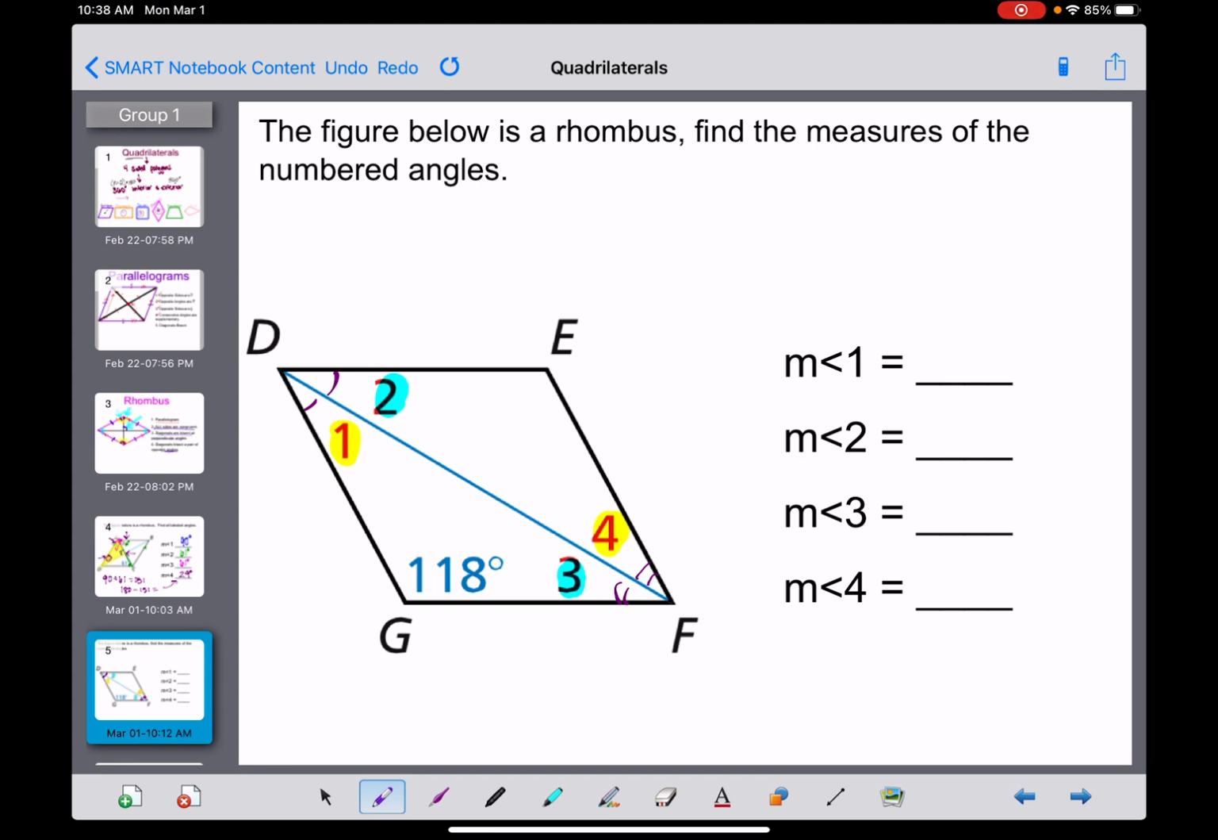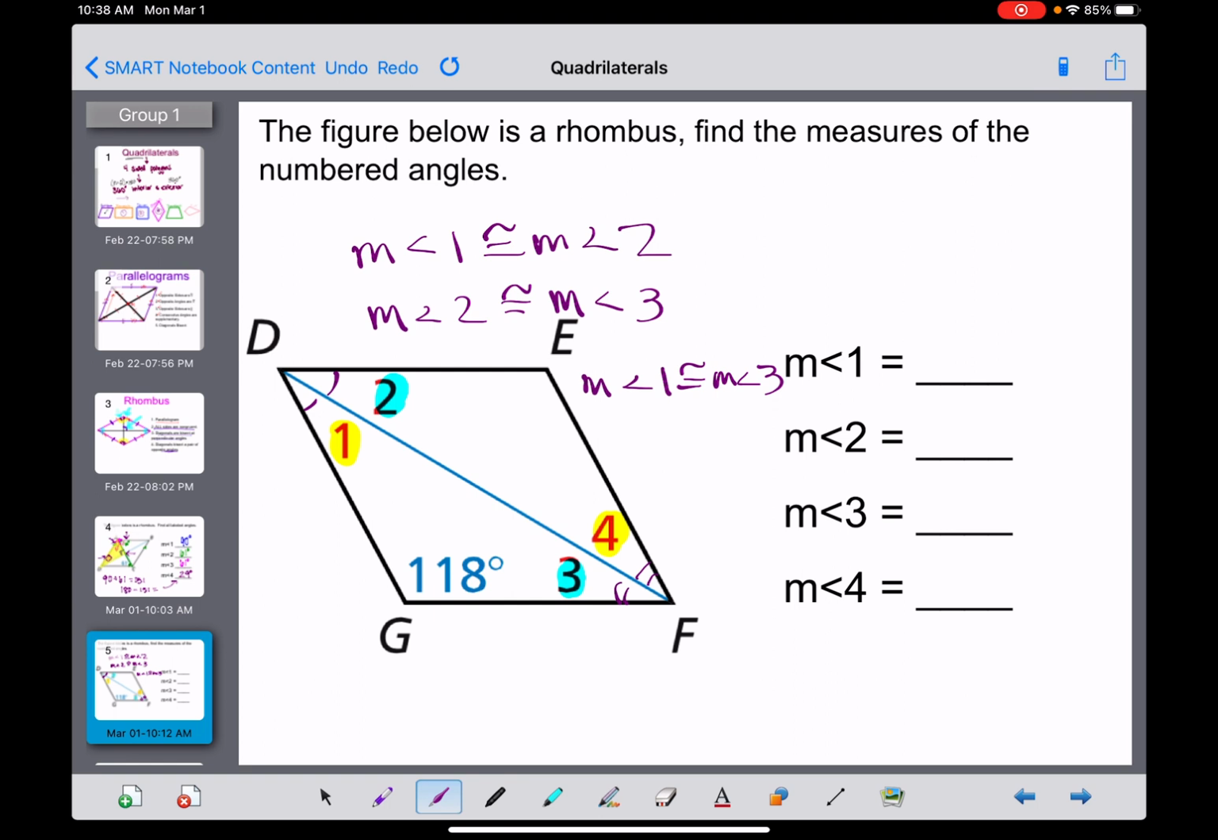congruent to 3. So if 1 is congruent to 2, and 2 is congruent to 3, then we can use the transitive property to say, well, then 1 must be congruent to 3 as well. So what conclusion can we draw? All of these angles are going to be congruent. They're going to be the same exact measure.